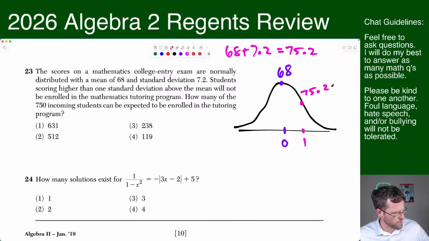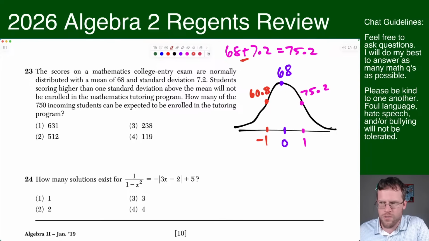So 75.2 would be the next value here. This is just to give you a rough idea of what is going on. If I subtract, I would get 60.8. So 60.8 would be over here, and this would be 1 standard deviation backwards. And then if I went 2 standard deviations, I would add 7.2 one more time. That tells you the percent of people that are scoring there.